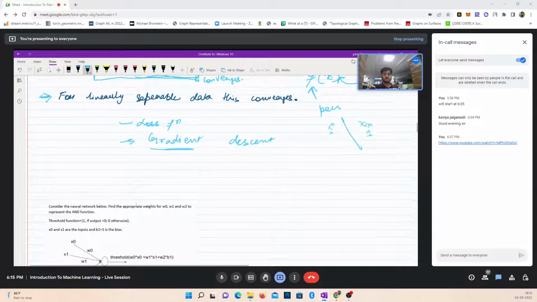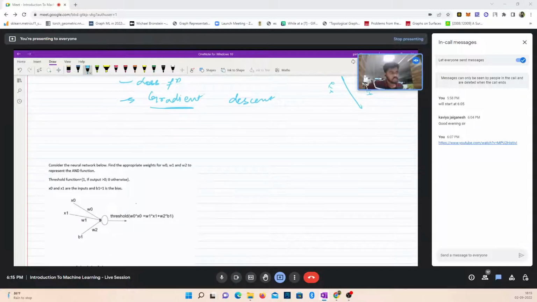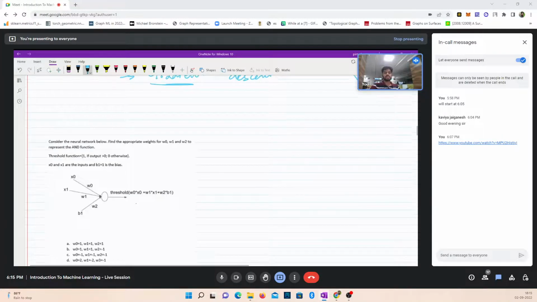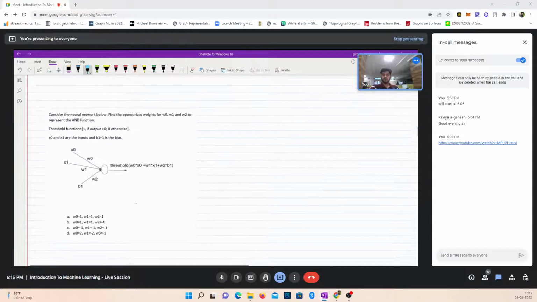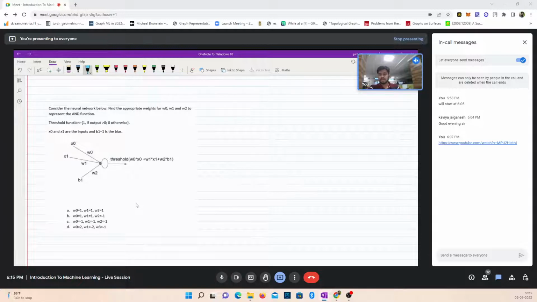Okay. So just to make these things more concrete, here is an example. So this is a single neural network.